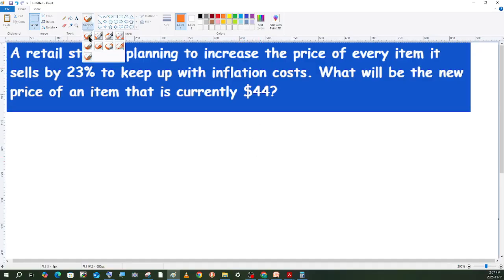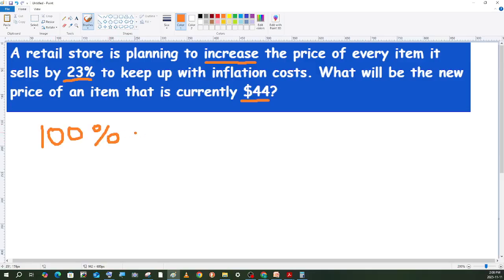In this question here, we're dealing with an increase, and it's an increase of 23%. Our job is to find out if an item is $44 and its price is going up 23%, what the new price will be. So like before, we're starting with 100% of the price, and we're adding 23% to that, so it's going to end up being 123% of what we started with.